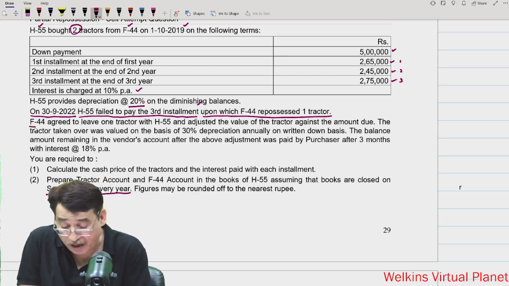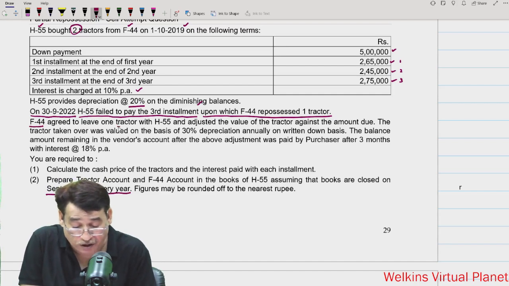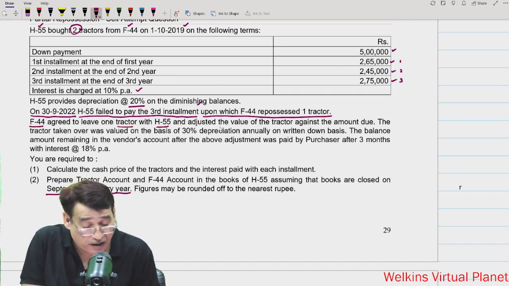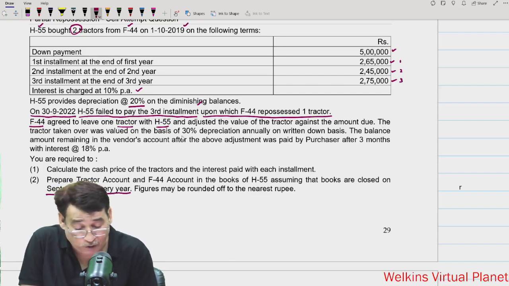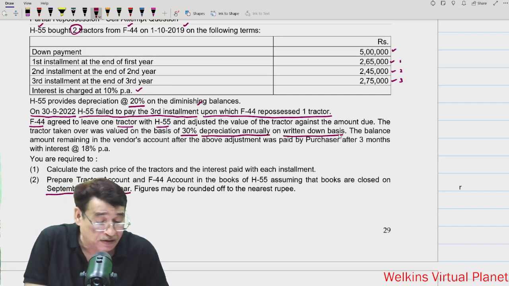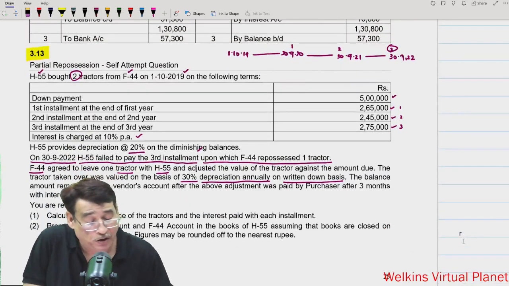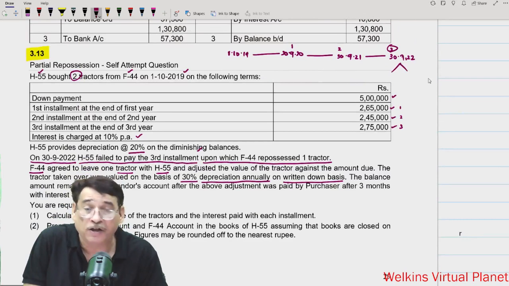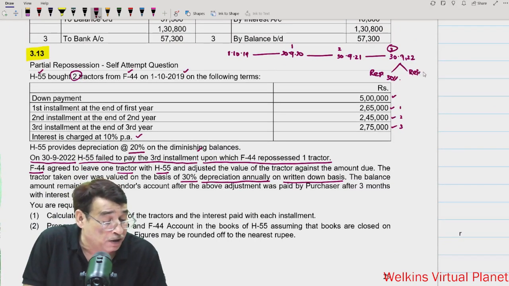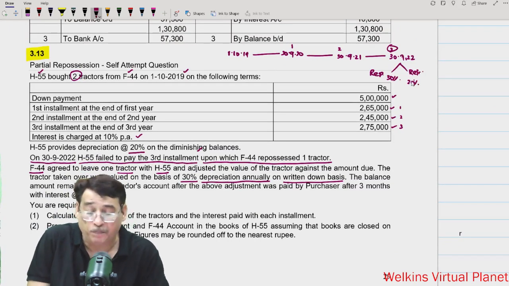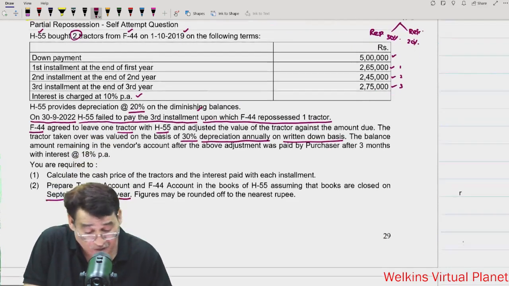Further, it is given that F44 Limited agreed to leave one tractor with H55, adjusting the value of the tractor against the amount due. The tractor taken was valued on the basis of 30% depreciation annually on the written down value basis. So the tractor which has been repossessed, on this date repossession has been done on the basis of 30%, and one tractor is retained, and the buyer's rate of depreciation is 20%. So this is the entire information.